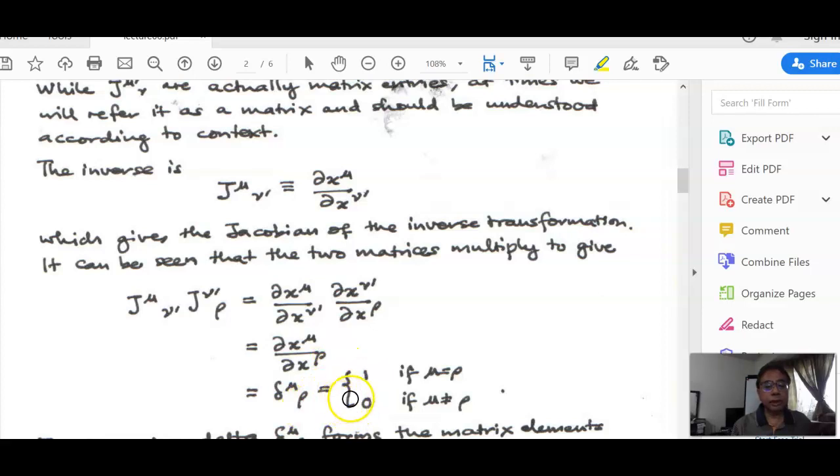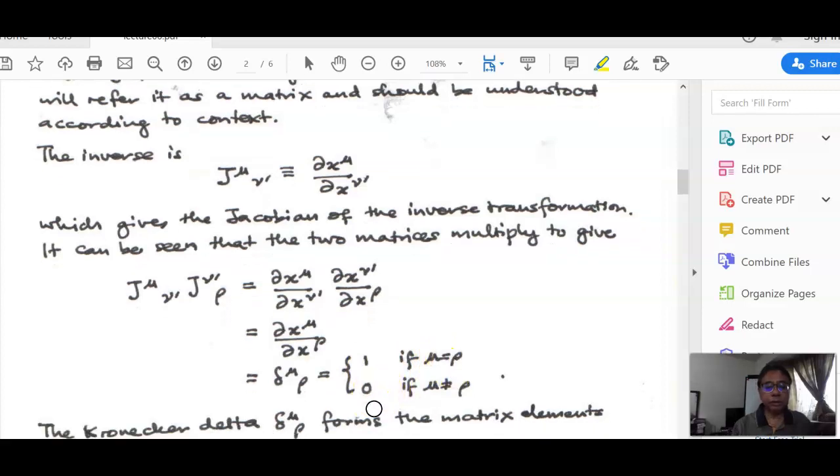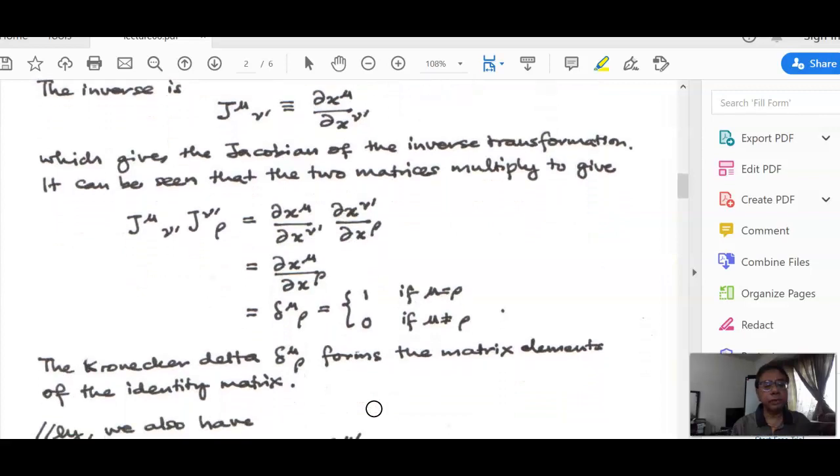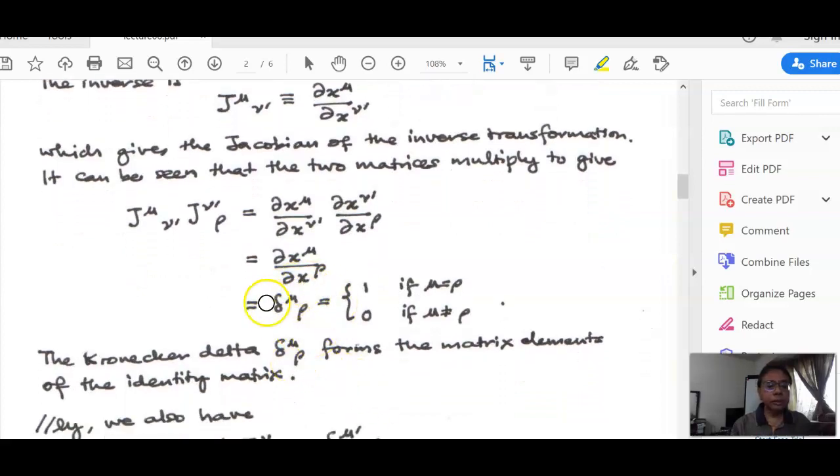And this is essentially the definition of the Kronecker delta. Okay? So Kronecker delta, with indices mu rho, is equal to 1 when mu equals rho, and it's equal to 0 when mu is not equal to rho. And one can actually think of this delta mu rho as being the matrix elements of the identity matrix. So you can think what this actually means. You only get 1 along the diagonal and 0 elsewhere.